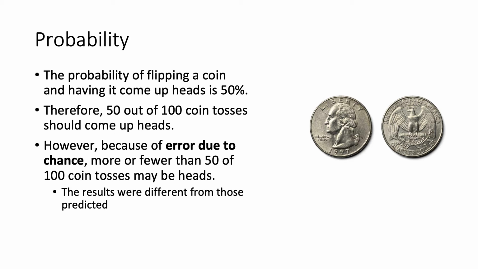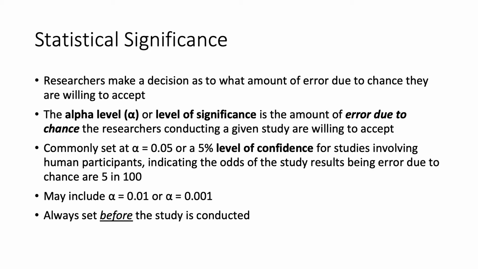So out of 100 coin tosses, 50 of those should come up as heads. However, because of error due to chance, there may be more or fewer than 50 with the coin heads up. In this case, the results were different from those predicted. Researchers make a decision as to what amount of error due to chance they are willing to accept, which is always done before the study.